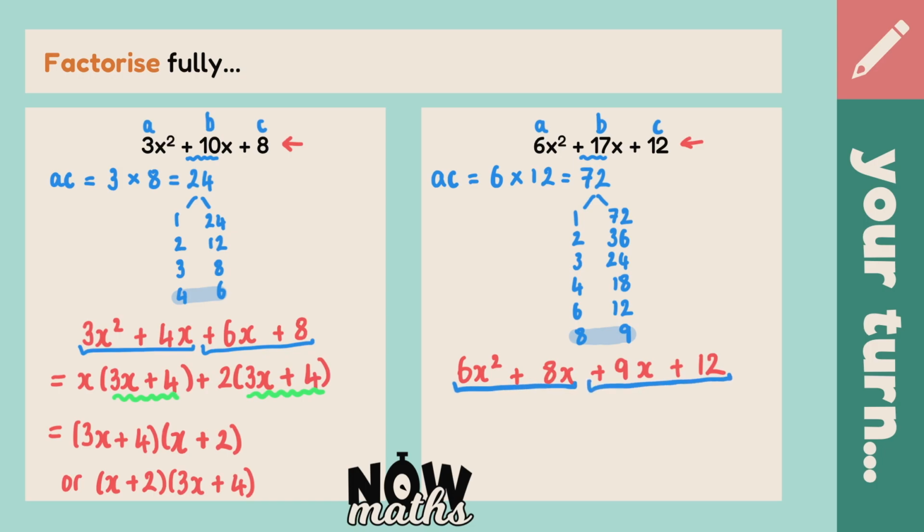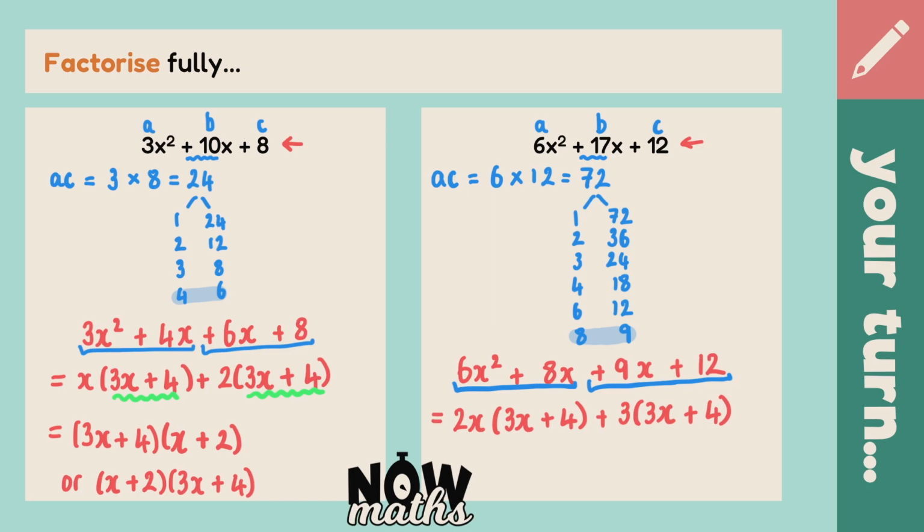So looking at the first half, 6x squared and 8x have a highest common factor of 2x. So we pull out a factor of 2x, and then 6x squared divided by 2x is 3x, and 8x divided by 2x is 4. Now looking at the second half, 9x and 12 have a highest common factor of 3, so we pull out 3, and 9x divided by 3 is 3x, and 12 divided by 3 is 4.